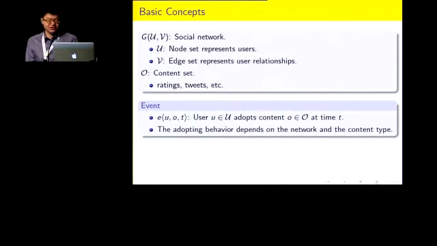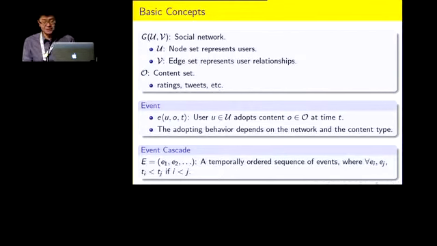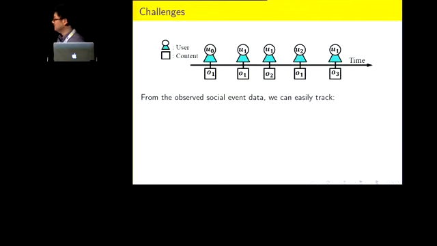Based on the definition, an event can be defined as a triple, which indicates user U adopts content O at time t. In this case, the adopting behavior depends on the social network and the content type, for example, writing reviews, giving ratings, and so on. And based on the definition of the event, we can define the event cascade as a temporally ordered sequence of events. And here is an example of the event cascade.